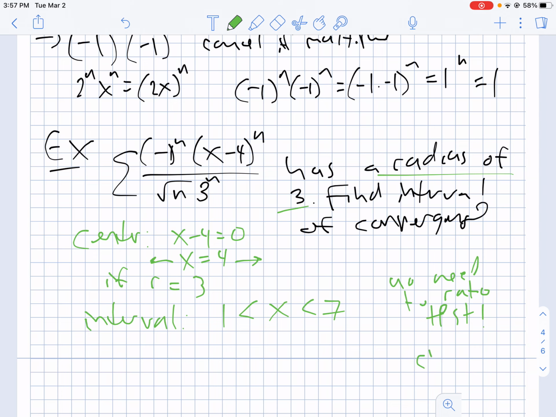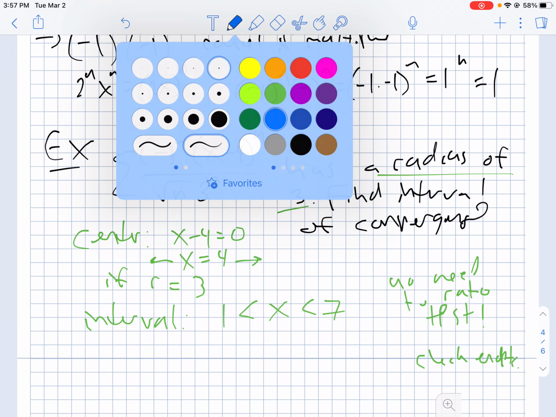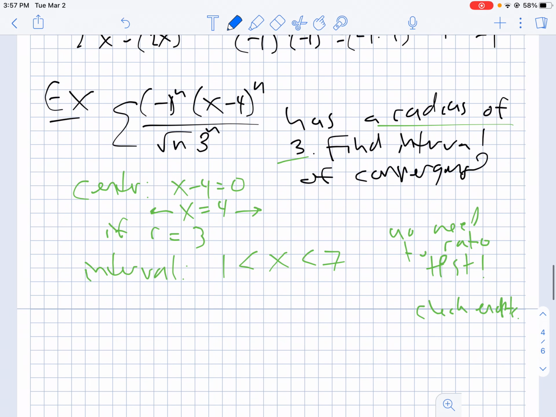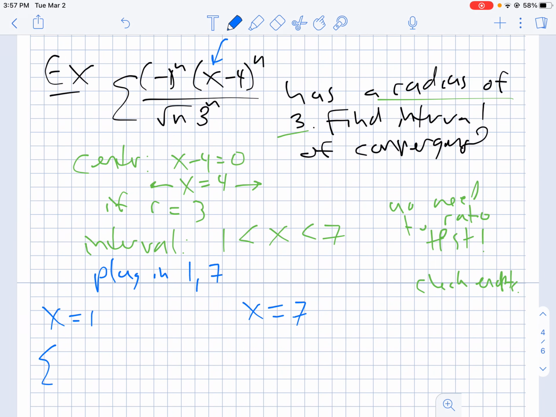All I can do now is just check the endpoints. You can do the ratio test, but it won't show you anything you can't know by finding the radius. The ratio test kind of helps you find the radius. So now that we know it's 1 and 7, let's just plug in 1 and 7 into this series. So now I plug in x equals 1 and x equals 7. Again, I always go back to the original series and plug that in. So when I plug in 1, I have negative 1 to the n times 1 minus 4, which is negative 3, to the n over root n times 3 to the n.